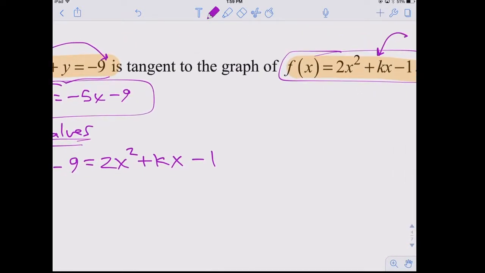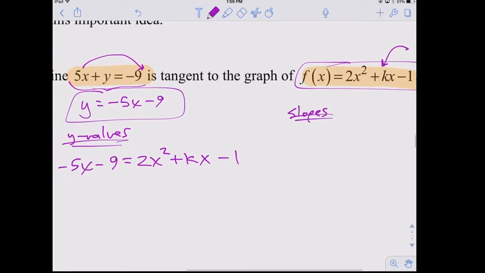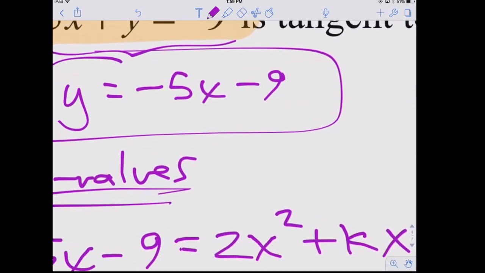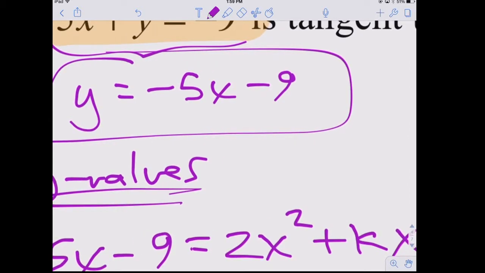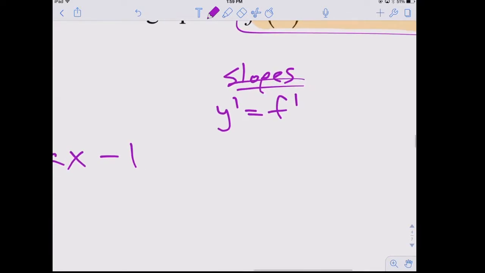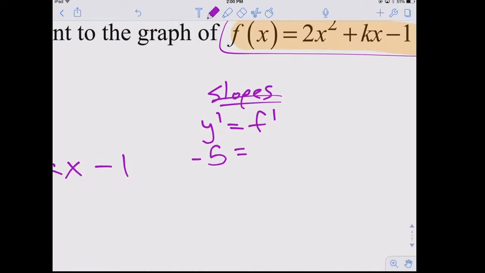So let's go ahead and find the derivatives of each of those. And we'll set y prime equal to f prime. Now what is y prime? What's the derivative of negative 5x minus 9? Negative 5, right? Or you can just say, oh, it's a line with a slope of negative 5 everywhere. Or you can use the power rule. So negative 5 is going to equal f prime.